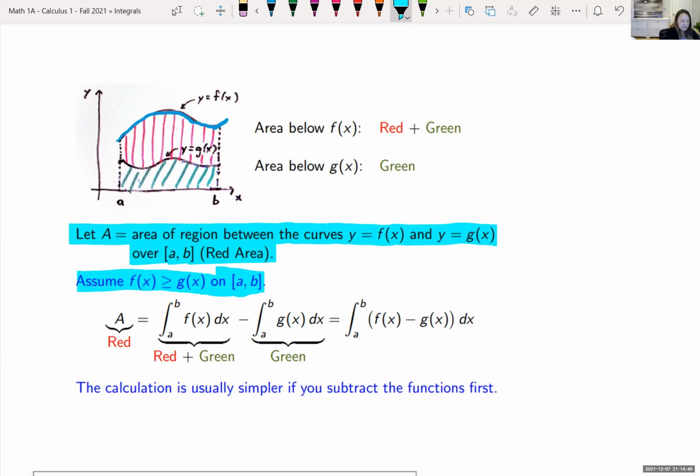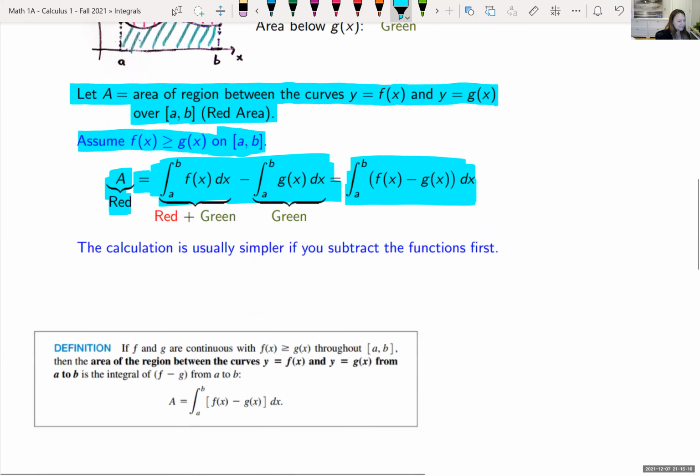So if we wanted to do this, the area that's in red is equal to the integral from a to b of f of x dx minus the integral from a to b of g of x dx. But we could rewrite this as a single integral and just say that's the same thing as the integral from a to b of f of x minus g of x dx. It's easier if we do that subtraction of the two functions first before we go and integrate.